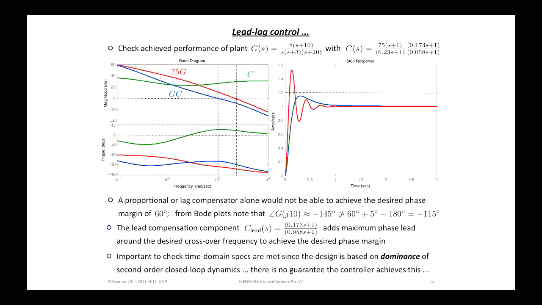Yeah, so you can see that what the lead part of the controller is doing here is bringing the phase up, giving you a better phase margin at the desired crossover frequency. Whereas if you just tried to do things with a constant gain controller, you would exceed your crossover frequency specification, but you would get a lousy phase margin.